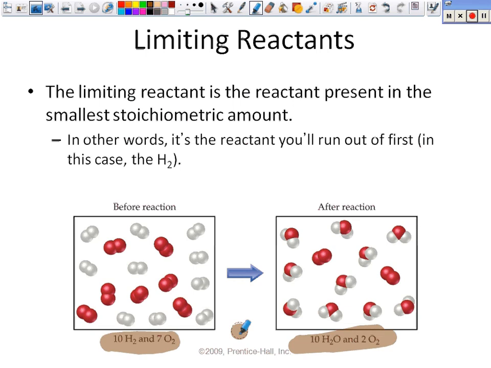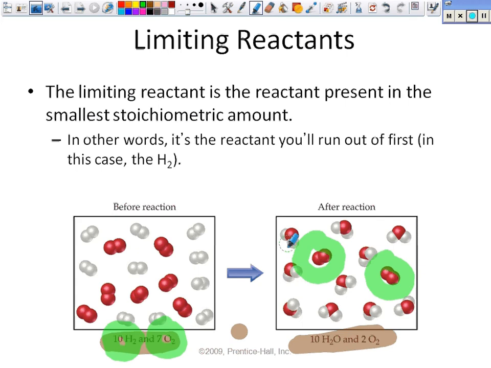What is the limiting reactant in this particular reaction, and how do you know? Simply based off the picture. How do you know it's hydrogen? What do you have remaining? You've got 2 oxygen molecules left over. However, if I did give you the initial numbers, 10 hydrogens and 7 oxygens, what would you have assumed to probably be the limiting reactant? Why? You would assume it's oxygen because it has the least amount, right?